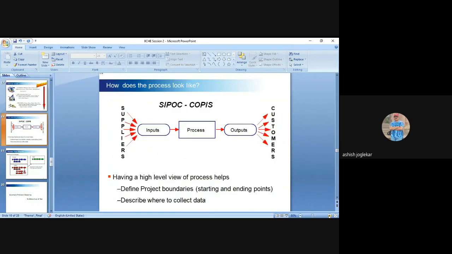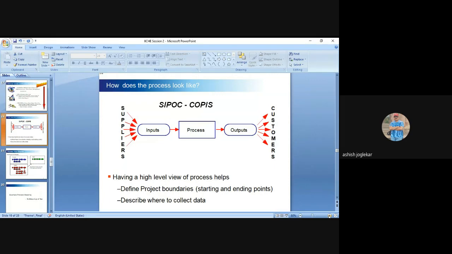The process mapping is done in 2 ways. It can be SIPOC or COPIS. SIPOC is supplier, input, process, output, customer. And COPIS is the reverse: customer, output, process, input, supplier. So when we say customer is the king, we start our mapping from the customer. What does the customer want? He wants a very good tea. So what is the output? Output is tea. What is the process? Process is tea making. What are the inputs? Inputs are sugar, milk, water, tea powder, masala, etc. So we go reverse mapping from customer to supplier. It is called COPIS.